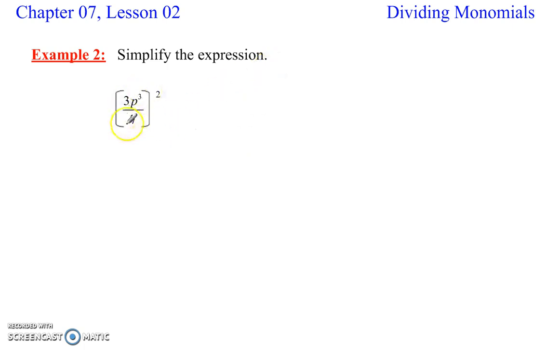Simplify this. Now this is a division, but we have a power to power. This exponent applies to everything inside the parentheses. So we get 9 times p to the 6th over 49. Remember, 0 power, doesn't matter what's inside. Anything to the 0 power is what? That's right, it's 1.